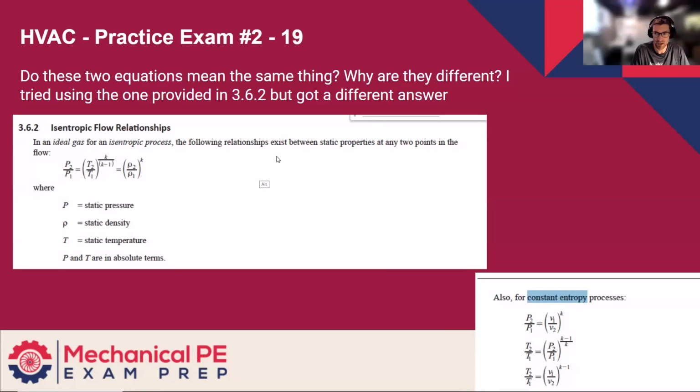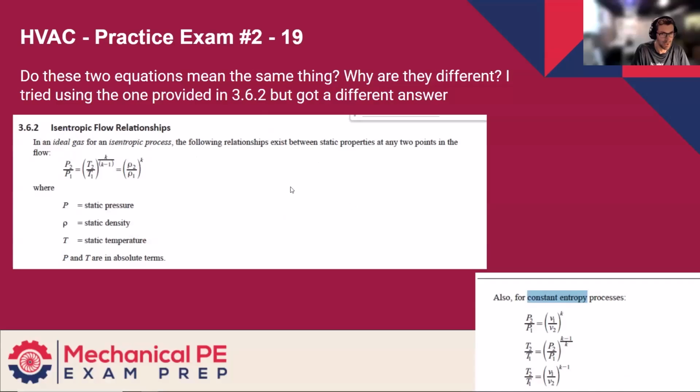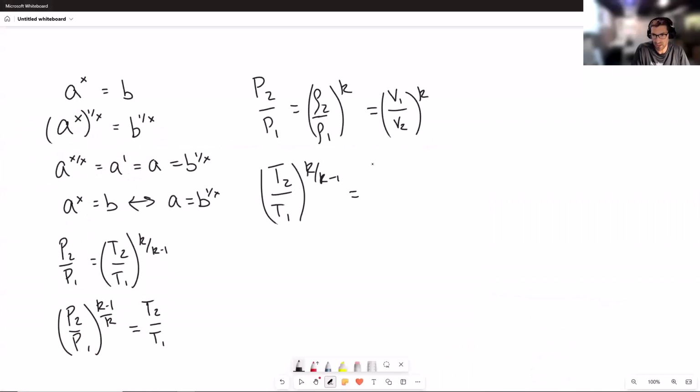I guess I would start by writing maybe this expression here with the densities. Why don't we start with that? So we'll do T2 over T1 raised to the K over K minus 1. And that's directly from the other page. And we already know that that's equal to rho 2 over rho 1 to the K. But we also know that that is equal to little v1 over little v2 to the K.